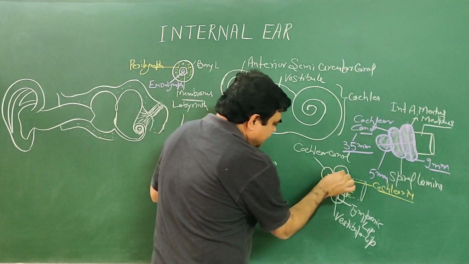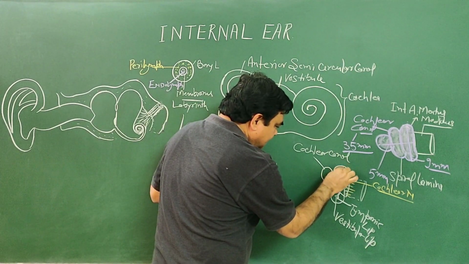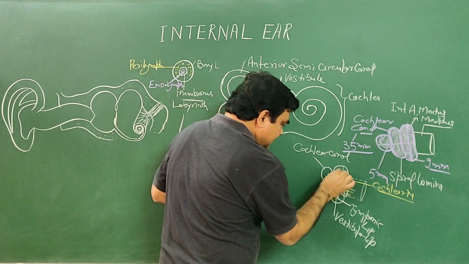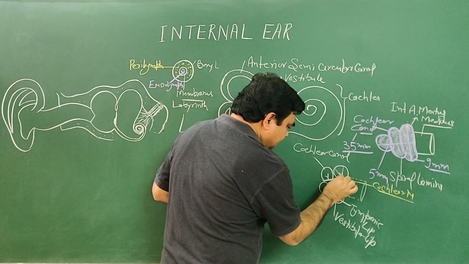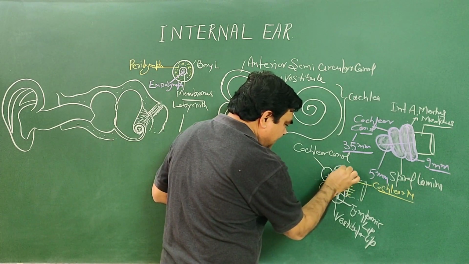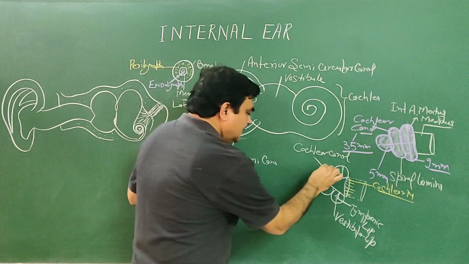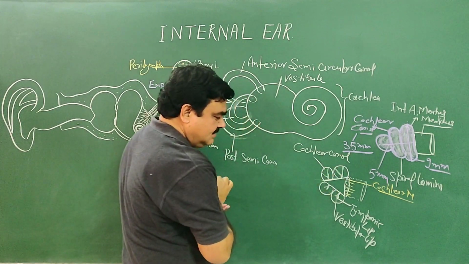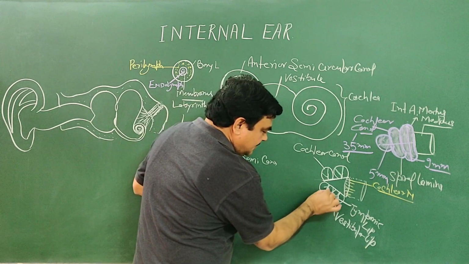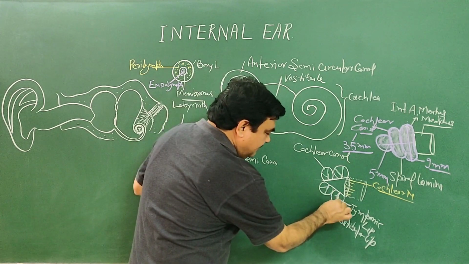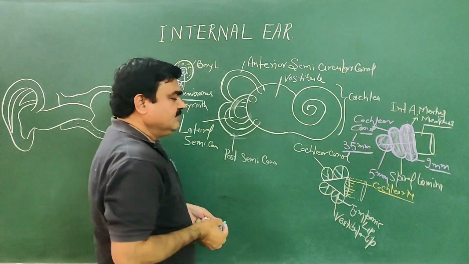And here, the basilar membrane is attached to this lip, and the vestibular membrane is attached here to this lip. Here is the basilar membrane, here is the vestibular membrane.